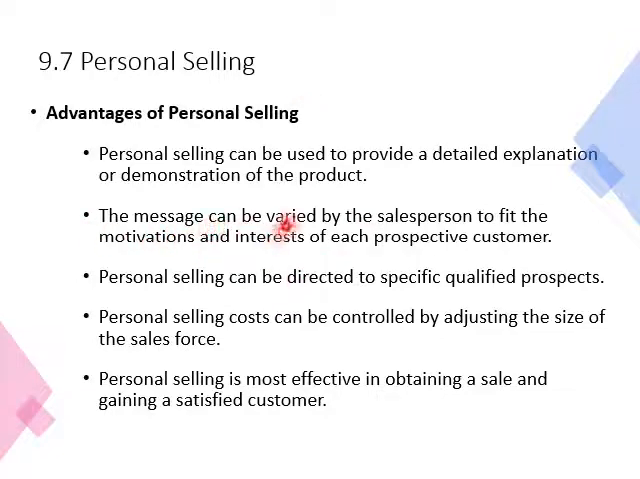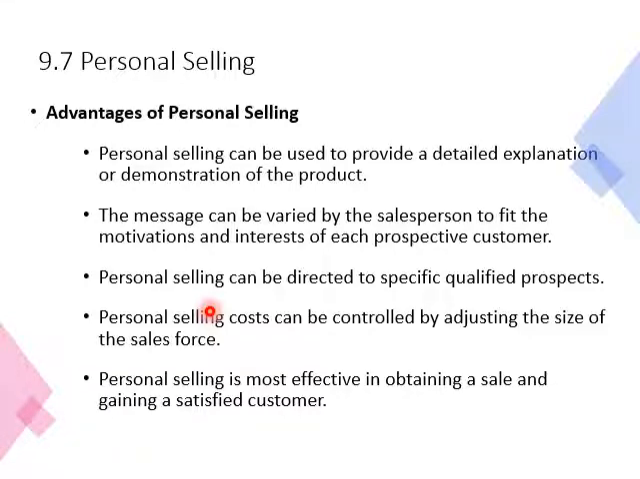And the message can be varied by the salesperson to fit the motivation and interest of each prospective customer. Also, personal selling can be directed to specific qualified prospects, meaning it can be narrowed or targeted specifically to the potential buyer, not just anybody. Let's say when you advertise in a newspaper, it is targeted to some group of people, but other groups of people are also exposed to that particular advertisement. However, personal selling can be directed directly to a qualified prospect.